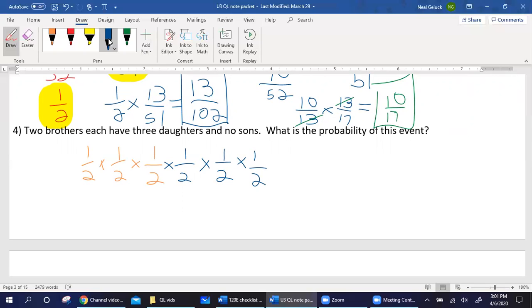So really, I'm basically saying, what are the chances of having 6 girls, no boys across the board? Multiple events, I multiply these probabilities across the top. All the ones multiplied would just be 1. On the bottom, 2 times itself 6 times, 64. So that event had a 1 out of 64 chance of happening.